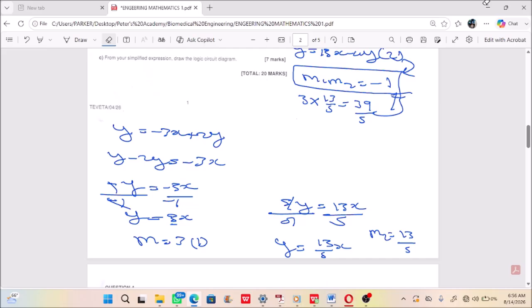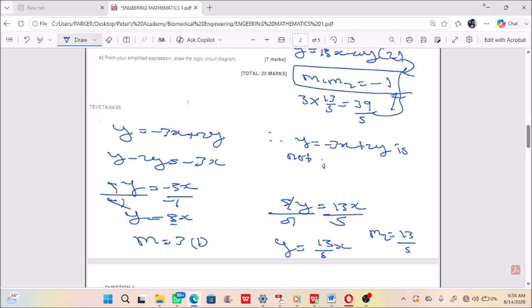So we say therefore y equals negative 3x plus 2y is not perpendicular to y equals 13x minus 4y.